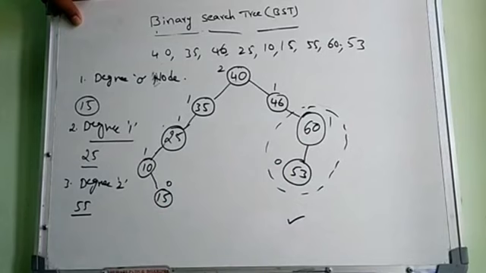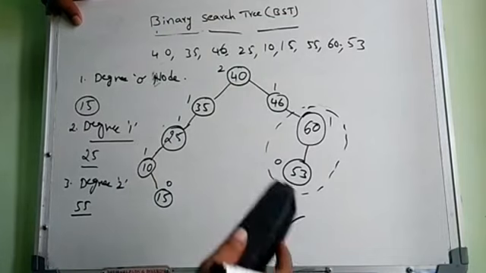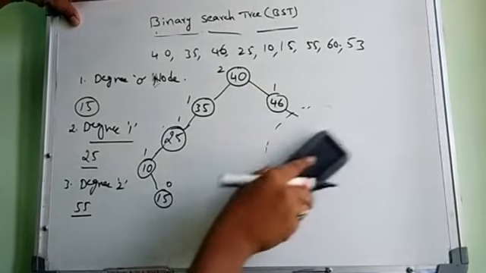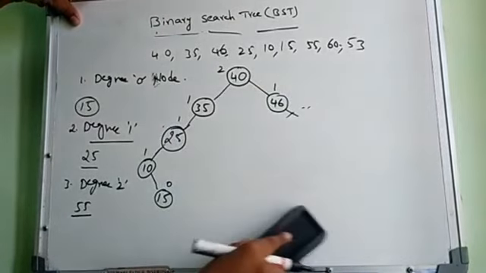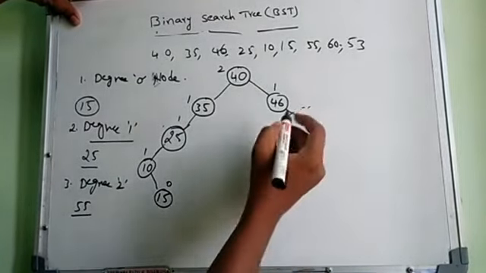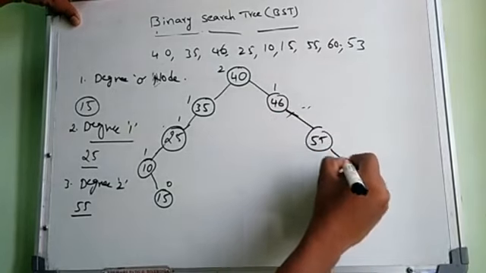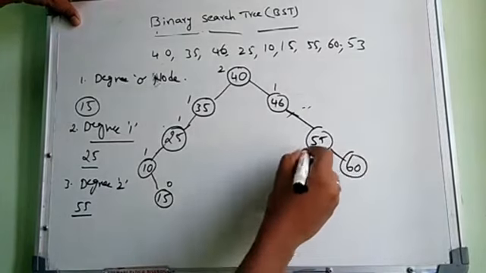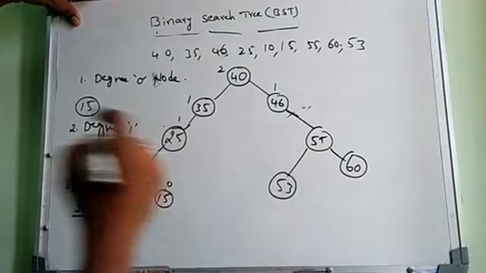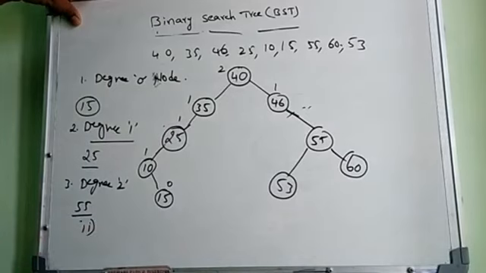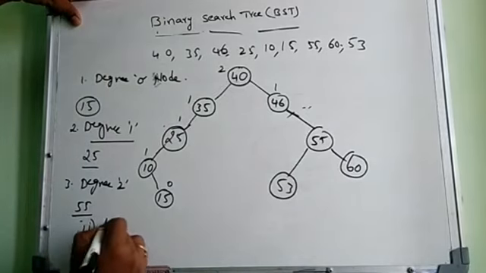Next, what happens if you delete the root node with degree 2? I will write the same figure as the previous one. What was the previous one? Here 55, to 60, then here 53. My target is the second case, with degree 2. I want to delete 40.